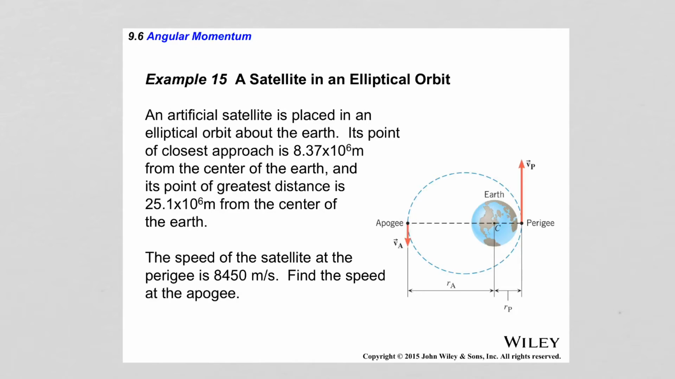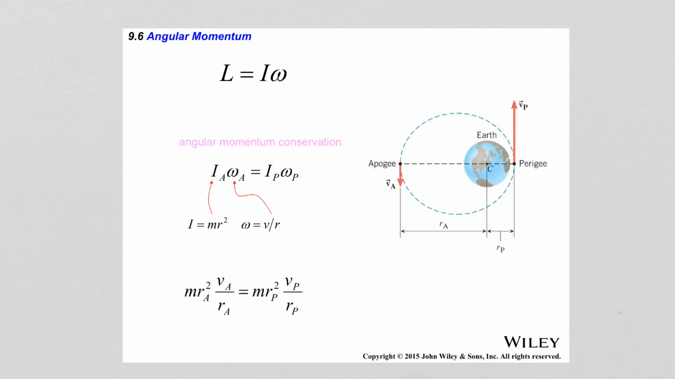The speed of the satellite at the perigee is 8,450 meters per second. So the speed right here, VP, is 8,450 meters per second. Find the speed at apogee. So VA is what we're looking for. This is a problem about conservation of angular momentum. When the satellite is closer to the center of the Earth, it's going to go faster around the orbit here, as opposed to when the satellite is further away from the center of the Earth.